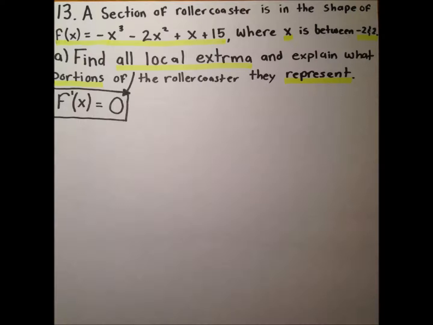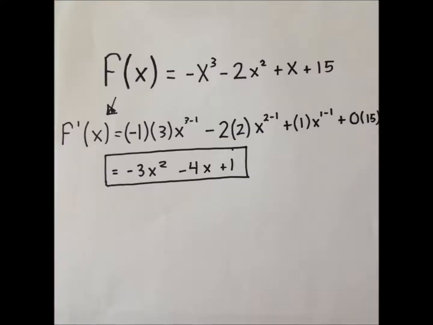Therefore, the first step to answer this question is to derive the function above. To derive the function, you must multiply the exponent by the leading coefficient in front of the variable and decrement the exponent. Therefore, f prime of x equals negative 3x squared minus 4x plus 1.